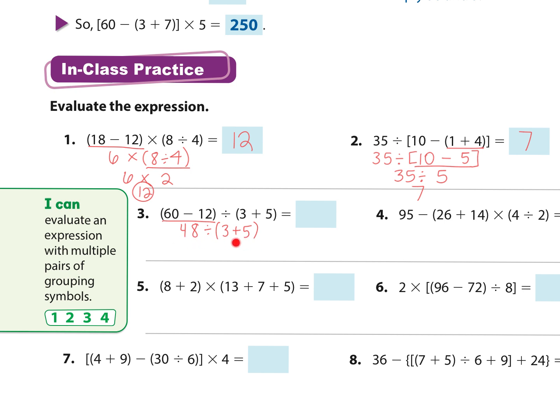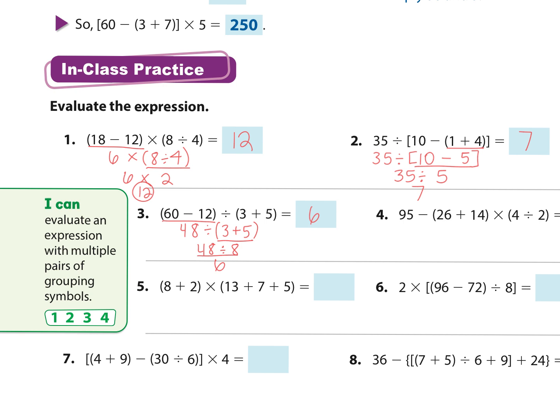In this row here, what comes first? 3 plus 5. The parentheses. So I'm going to do 3 plus 5, which is 8. And then bring down the 48 and the division symbol. And the last step is divide 48 by 8, which is 6. And again, pizza. Okay, we're going to skip down to number 5.